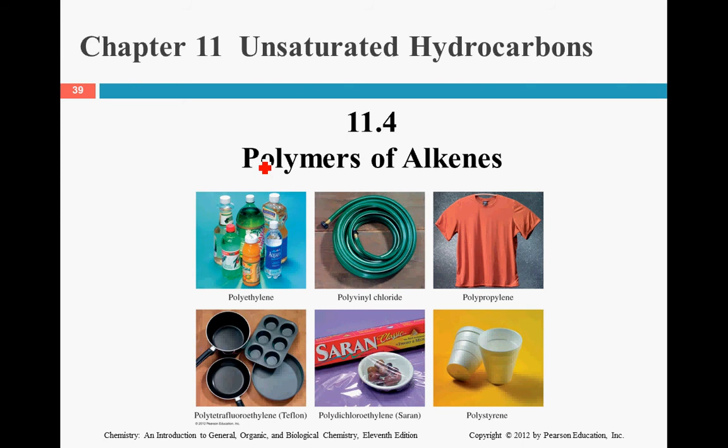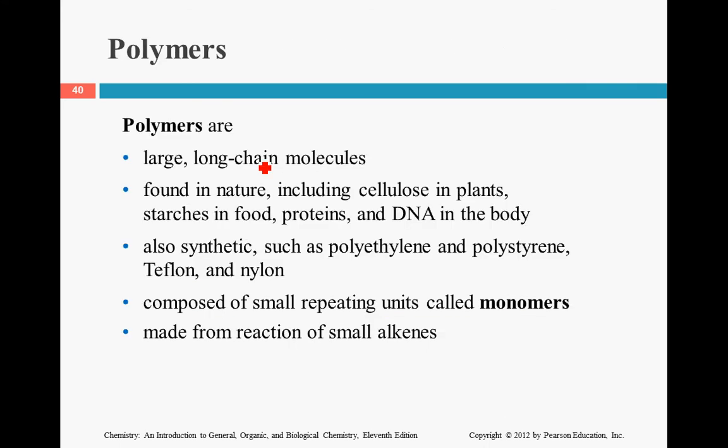Okay, we are now going to start talking about the polymers of the alkenes. Polymers, if we break down the word, poly means many. And so that should be a clue to you that this is a really long chain of many repeating parts. So these are large chains. They're found in nature and they're actually synthetic, meaning that they're made.